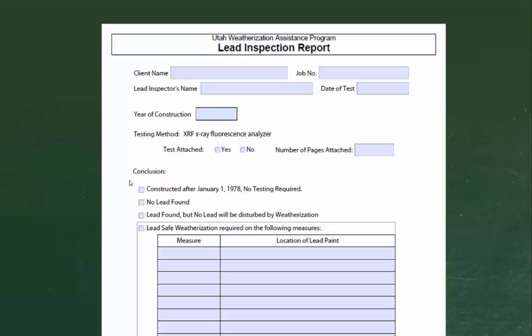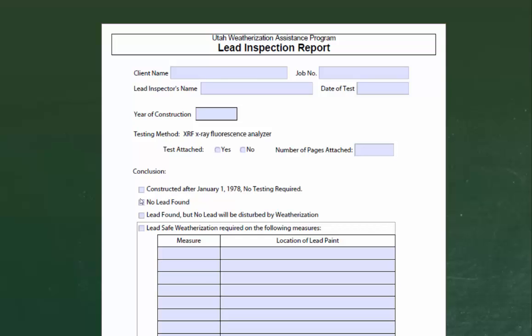So there are a couple of different conclusions you can come to here. There's 4 listed, and then the form itself is pretty straightforward. You're going to put the client name, the job number. You need to list the lead inspector's name. That should be typed or written legibly. And then the date the test was conducted. The year of construction. That's important because it helps us determine whether or not we have to conduct any lead testing. The testing method is always going to be an XRF, so I've just typed that in on the form.